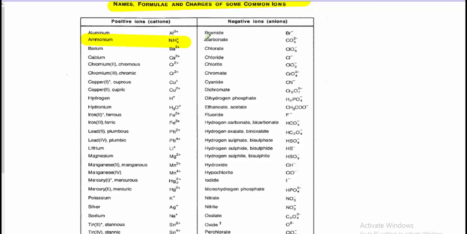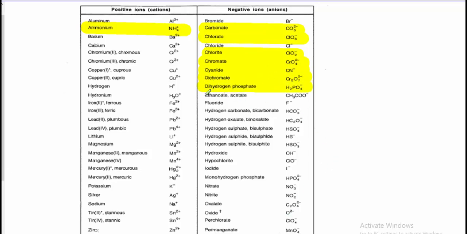So carbonate is one, chlorate. Chloride is not one, because Cl- is just simply chlorine that has gained an electron to form the chloride ion. But chlorite is there, chromate, cyanide, dichromate, hydrogen phosphate, and so on and so on. You could go ahead and highlight these. I'm going to do it really quickly.